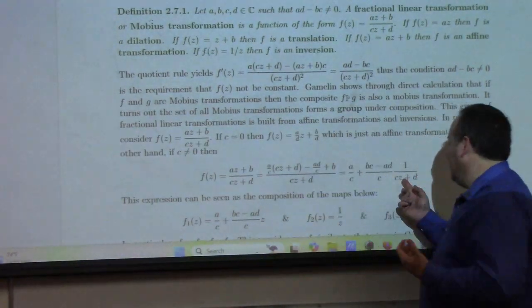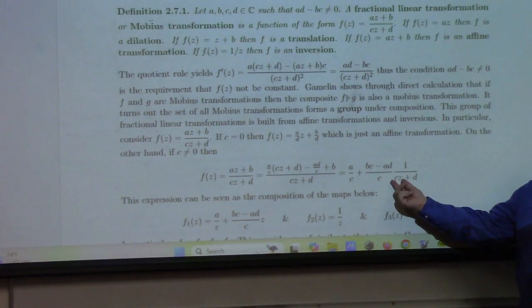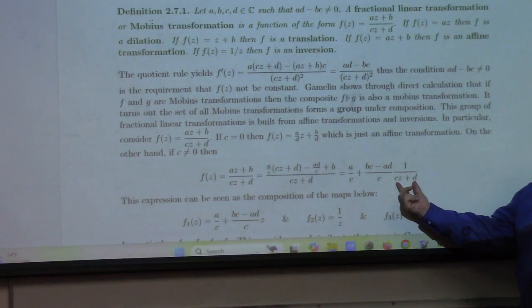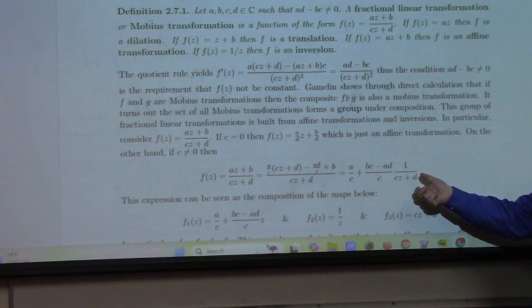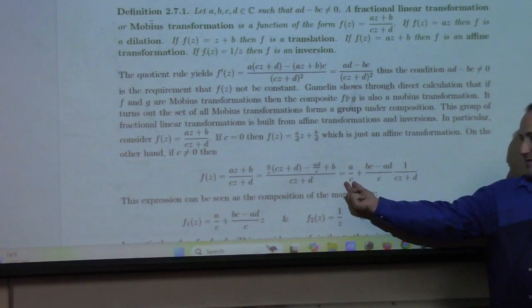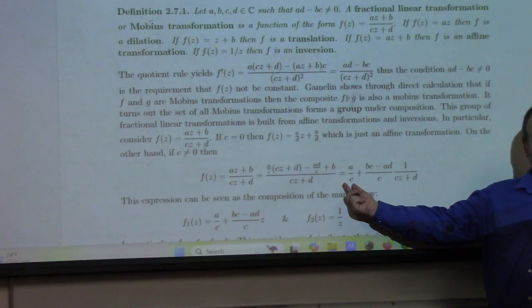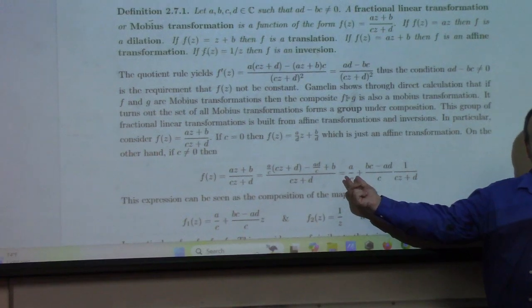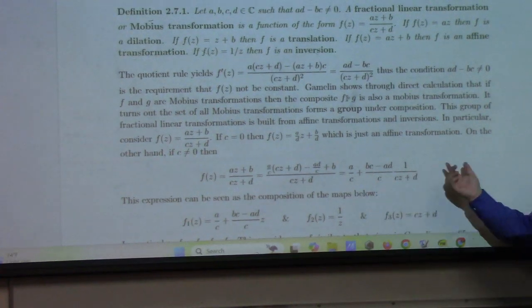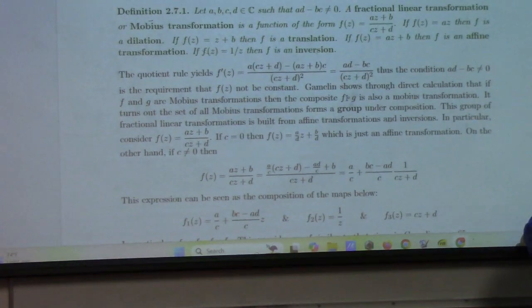So you take Z, you dilate it by multiplying by C, then you shift by D, you invert that, then you dilate by multiplying by this non-zero constant, and then you translate by that. So everything I just said is a fractional linear transformation, either an inversion, a dilation, or a translation. So any fractional linear transformation is a composition of translations, dilations, and inversions, like I claimed.